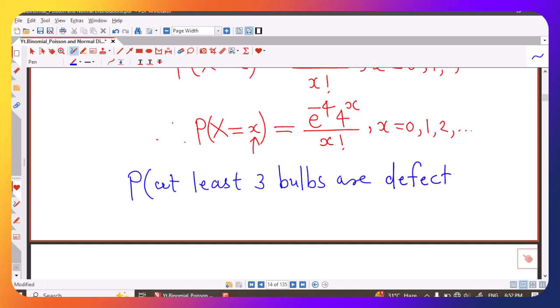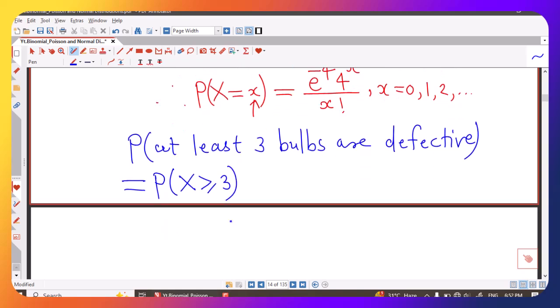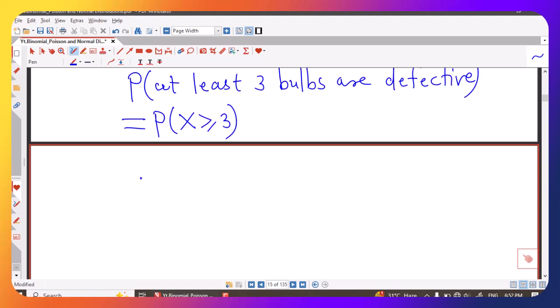3 bulbs are defective. Now the number of defective bulbs is denoted by capital X, therefore we can rewrite this as the number of defective bulbs is at least 3. At least 3 means either 3 or more, that is probability of X greater than or equal to 3.